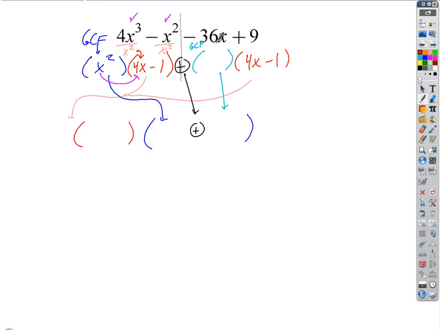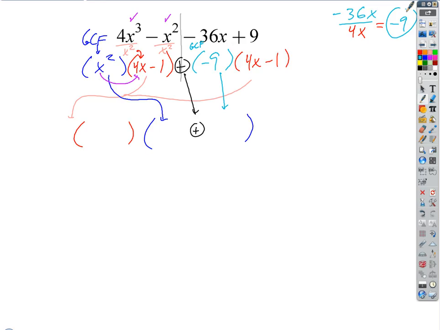Negative 9. And there is a way to get that too, by the way. I know that when I distribute this, negative 9 times 4x is negative 36x, right? So if I really wanted to know what went there, I could just say negative 36x divided by 4x is equal to what? Negative 9, right? So I could always just divide the first term in the second group by the first term here to figure out what that number would have to be.